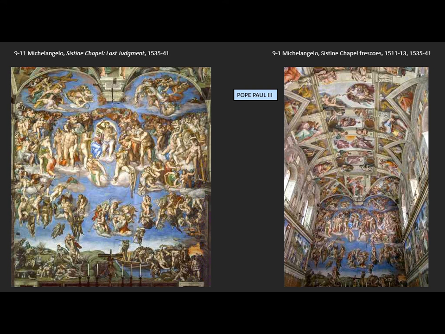Now, a bit of background on the work itself, how it came into being. The Last Judgment was begun about 25 years after Michelangelo had completed the ceiling of the Sistine Chapel. Remember that this is the Pope's private chapel, and it was commissioned by a later Pope, Pope Paul III. And a lot had happened in church history in the time between the completion of the ceiling and the beginning of the Last Judgment.